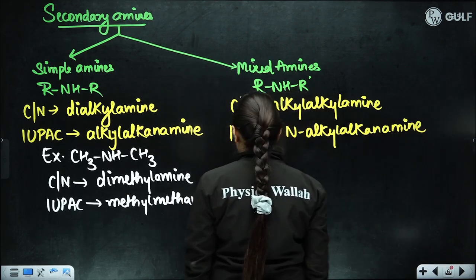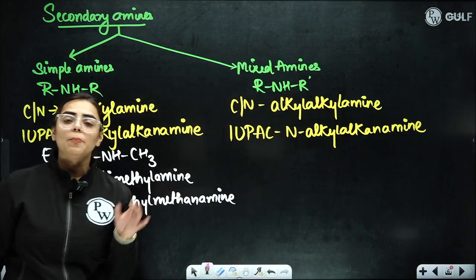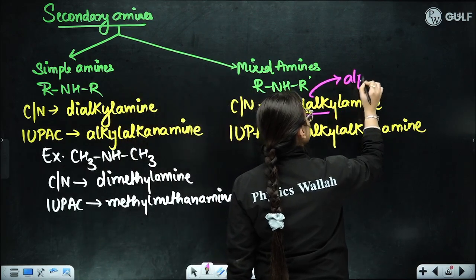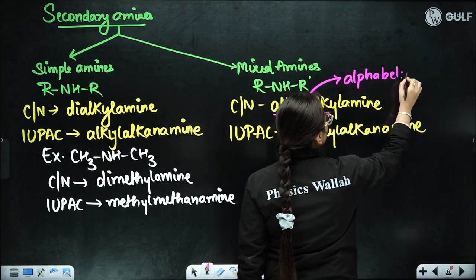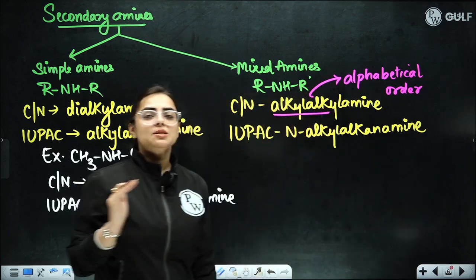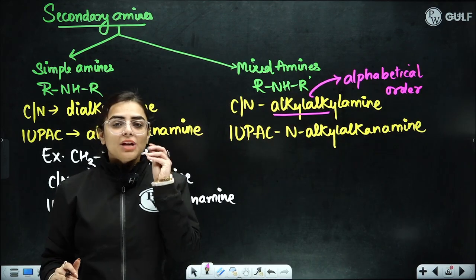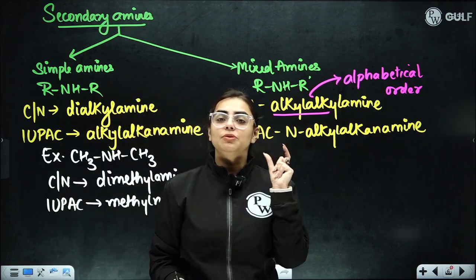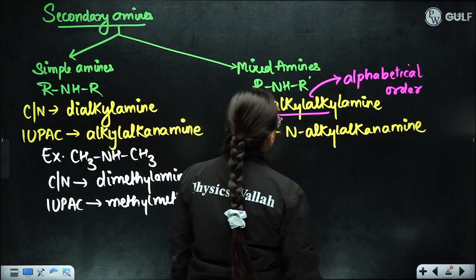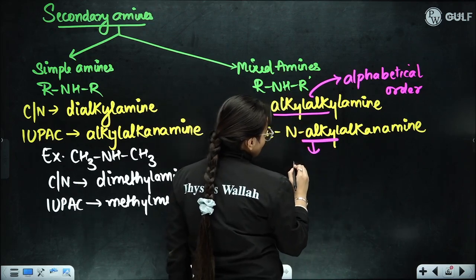N-alkyl alkanamine, right? Now just understand this fact that when you are naming a particular compound with its common name, students, you have to use alphabetical order. I hope you know what alphabetical order is, as per the ABCD rule: A, B, C, D, E, F, G, H. The one with the lower letter will be named first, and the one with the higher letter will be placed afterwards.